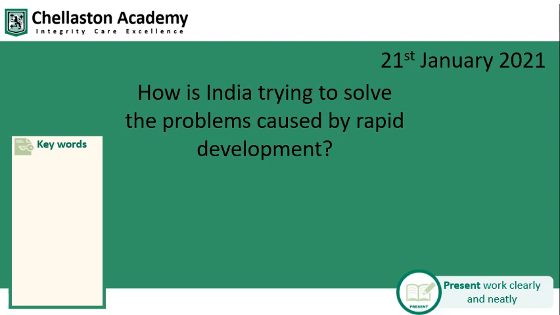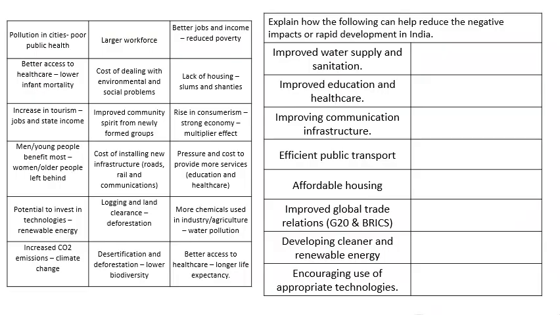Just looking at how is India trying to solve the problems caused by rapid development. Last lesson you looked at what some of these problems were. Now we're going to have a look at what can be done about it and what problems they would solve. On the screen, on the left hand side, we have the problems that you were dealing with last lesson, looking at all of the issues that this rapid development can cause. Over on the right hand side, we have some of the solutions which could be put into place.